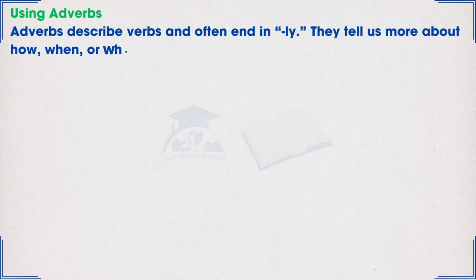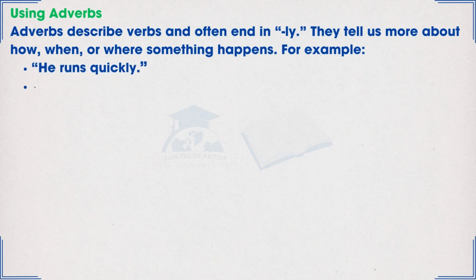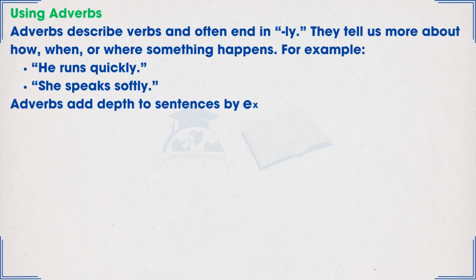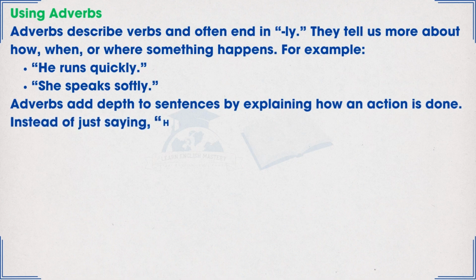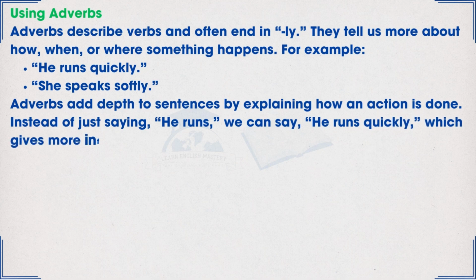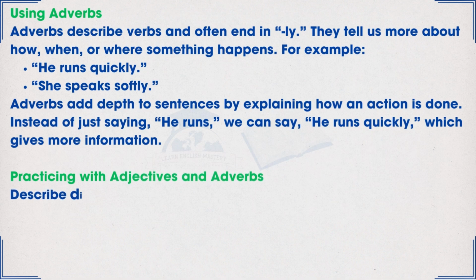Using adverbs: adverbs describe verbs and often end in ly. They tell us more about how, when, or where something happens. For example, he runs quickly. She speaks softly. Adverbs add depth to sentences by explaining how an action is done. Instead of just saying, he runs, we can say, he runs quickly, which gives more information.